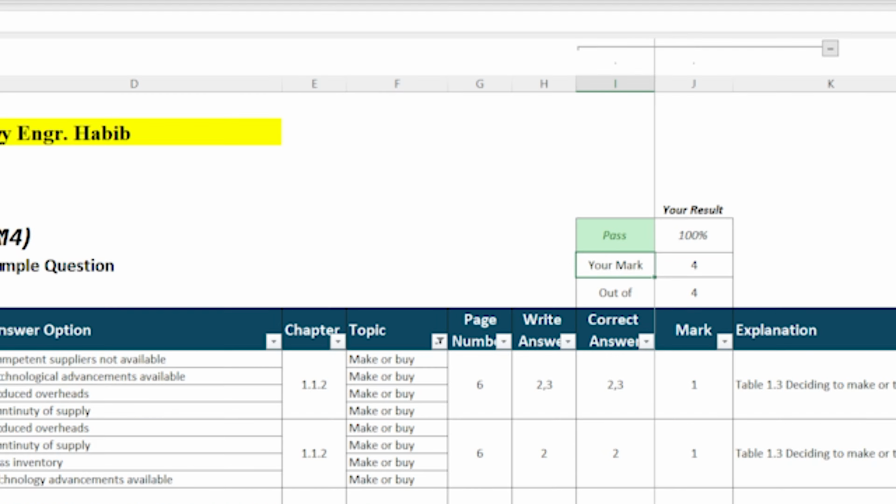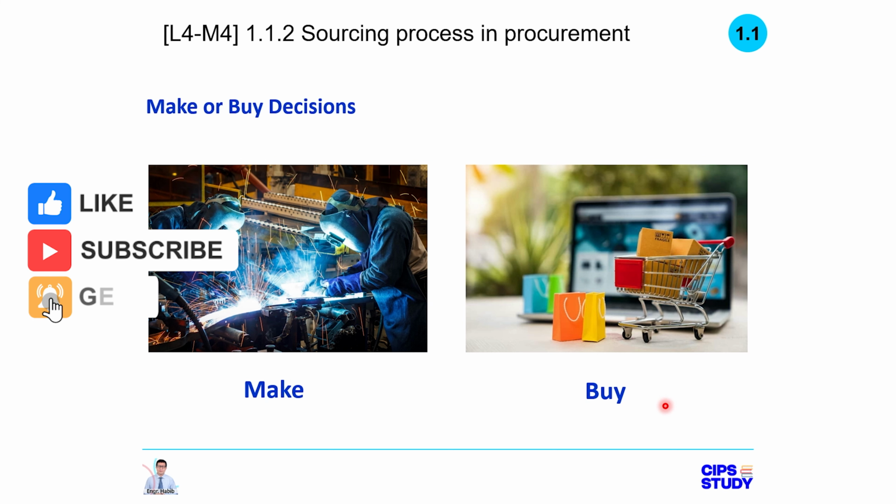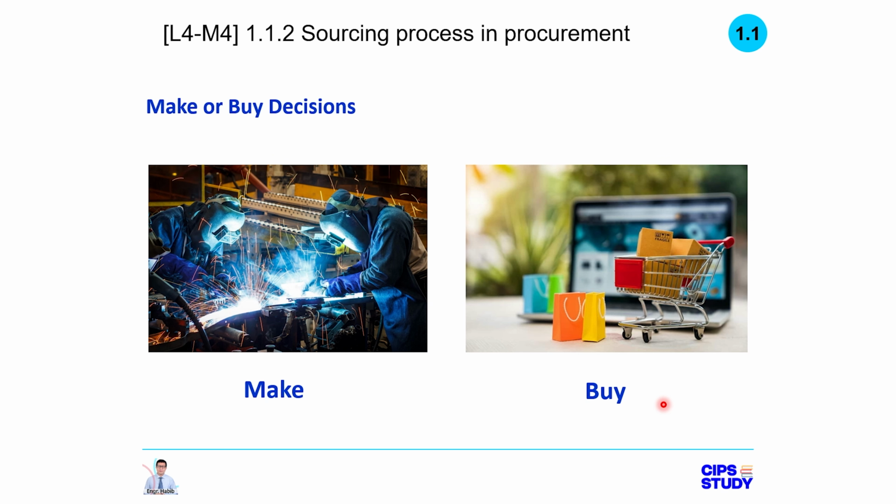So let's start. Make means you are making the product or your required things with your own resources, and buy means it is economically beneficial. That's why you are getting it from another party by outsourcing or any other means, giving the order and getting the product. Okay, this is the buy issue.